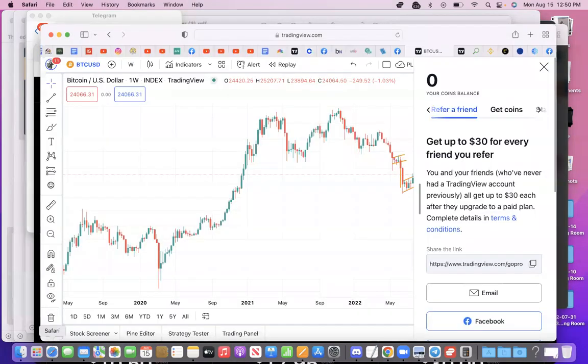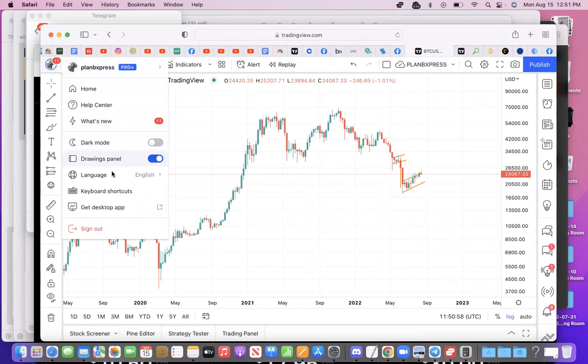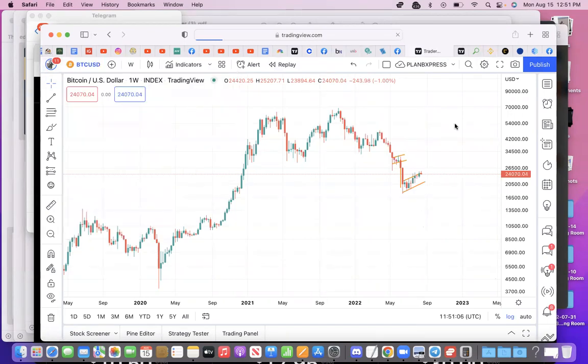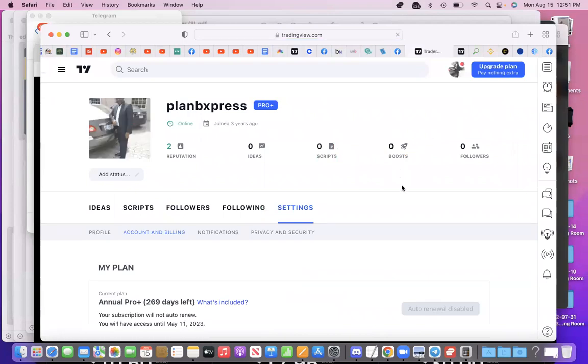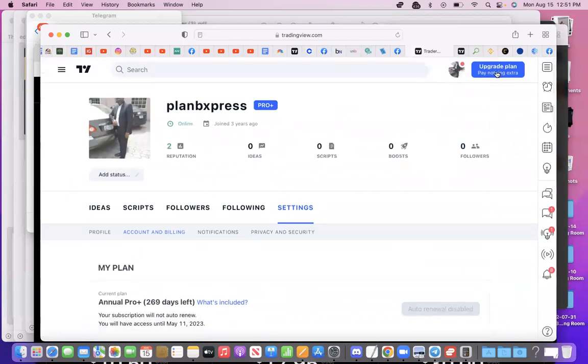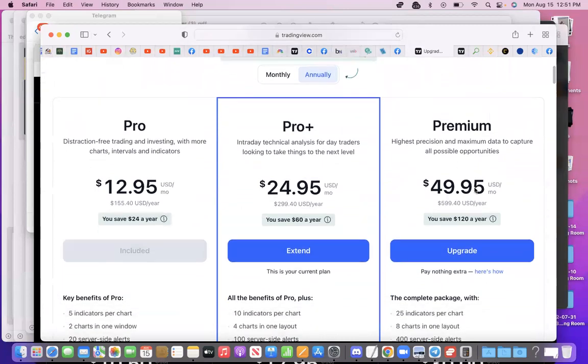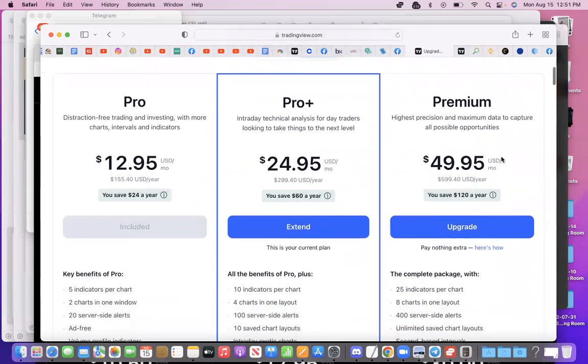If I look at it now here, TradingView, look at it. If I look at it now, you got to see the subscription. So you got to see that it's more than that. Okay, so it's a premium. So it's a premium now.